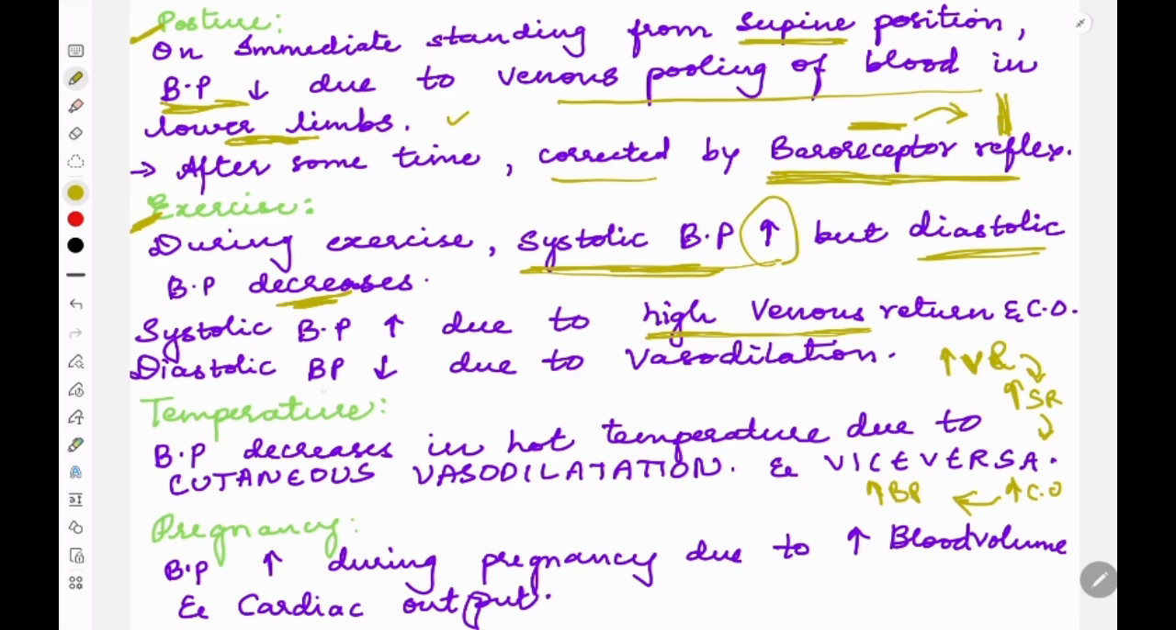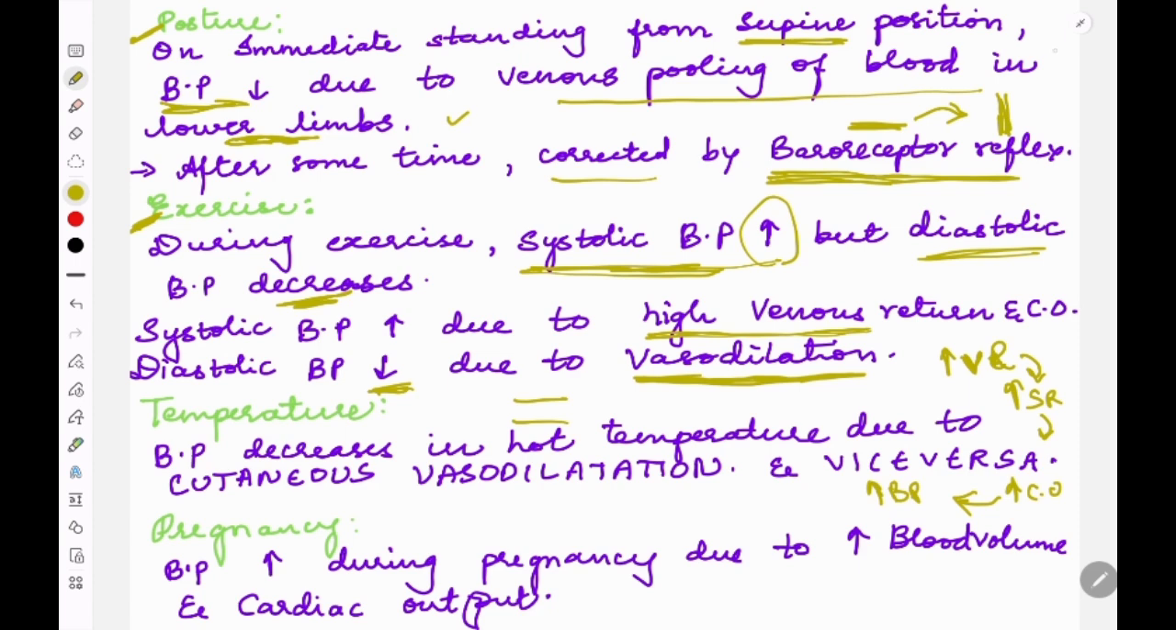Now, why is diastolic BP decreasing during exercise? It is because of the effect of vasodilatation. During exercise there is increased body temperature, right? So there is increased sweating. Because of increased body temperature, our body naturally compensates by vasodilatation, that is, relaxation of blood vessels. Because of the relaxation of blood vessels, the diastolic BP decreases.